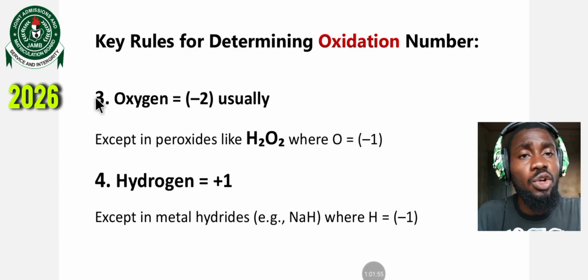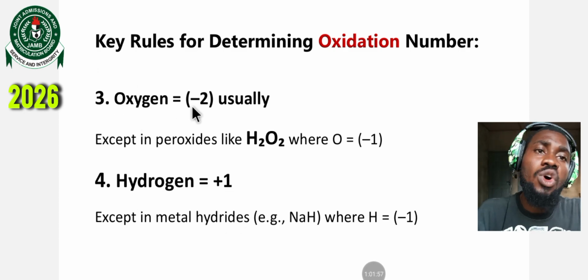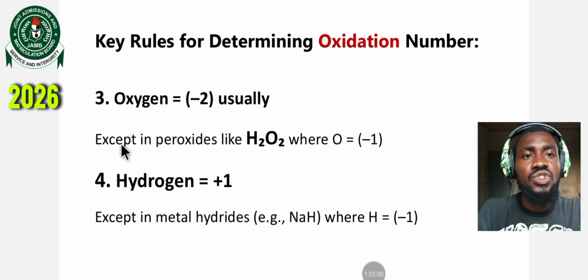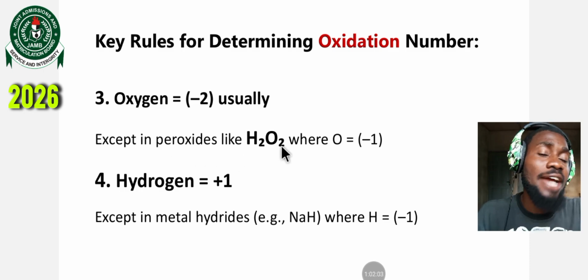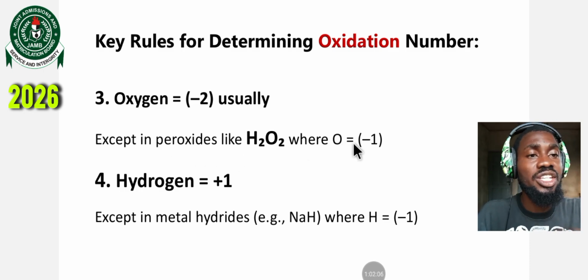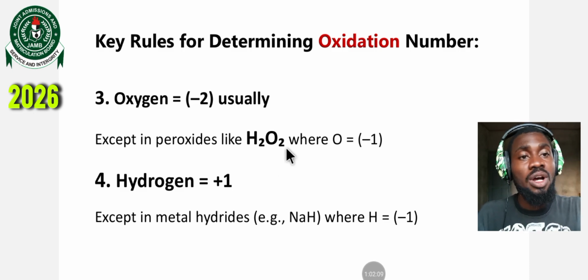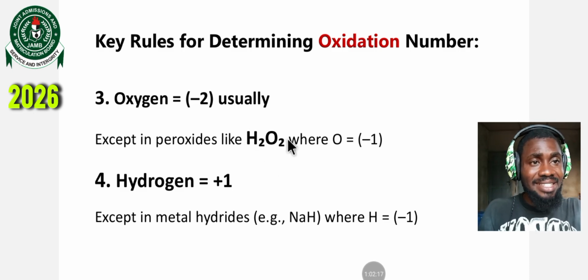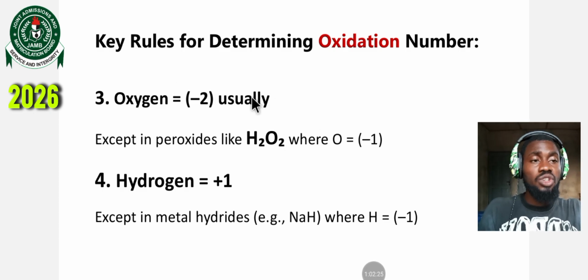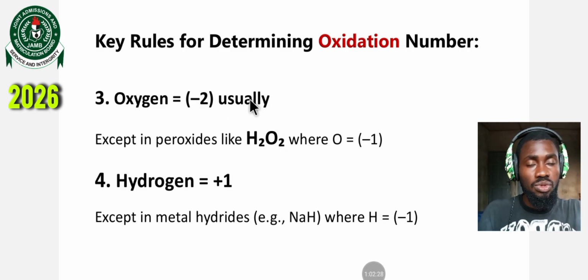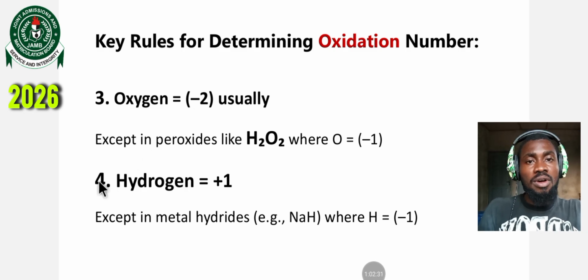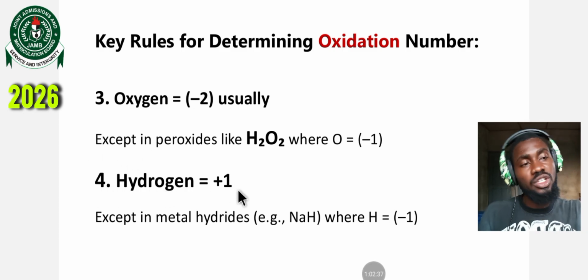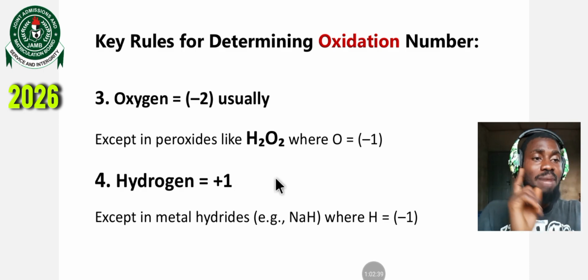The third rule of determining oxidation number, oxygen equals -2 usually, except in peroxides like hydrogen peroxide where oxygen is equal to -1. The charge oxygen has in this peroxide state, hydrogen peroxide, is -1. But in every other form of oxygen, you are going to calculate using -2. Usually -2. Rule number 4, hydrogen equals +1. It's only charge plus 1.